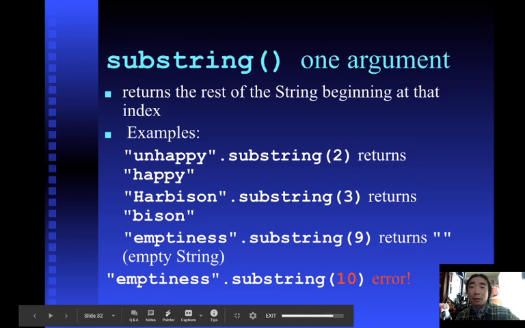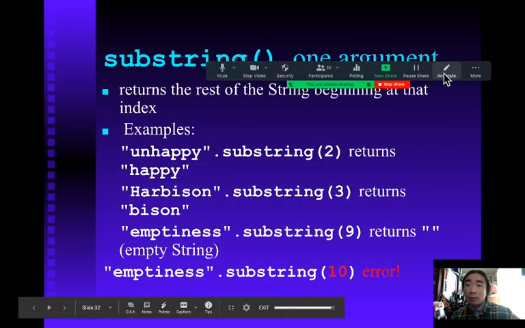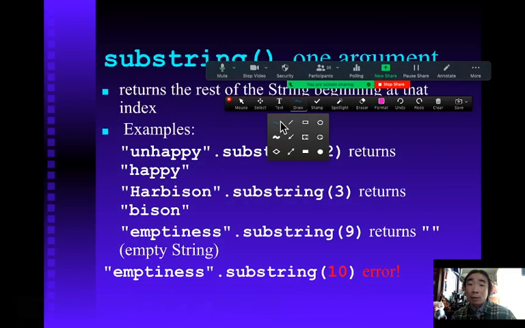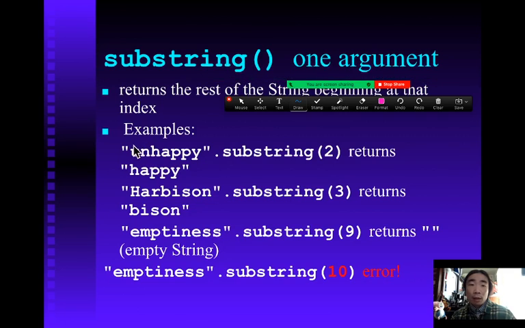Where's my zoom annotate? Switch to this version. Okay, let's just write in some of those indices to see where these numbers come from. Unhappy, remember that in computer science we start counting at 0. So that's why you see start at position 2, which is why you see the word happy. From position 2 to the end is the output. Harbison 0, 1, 2, 3. Do one more, 4. Start at position 3, go to the end. This is why you see the word bison.